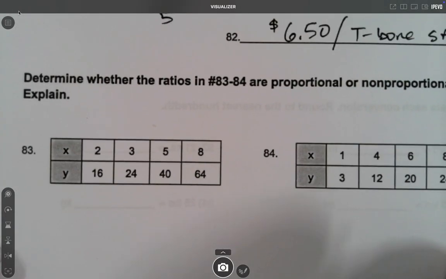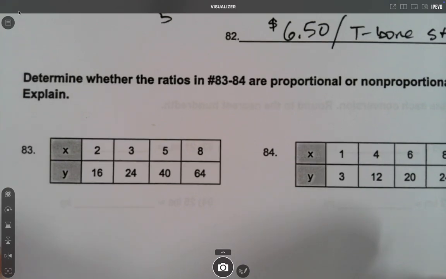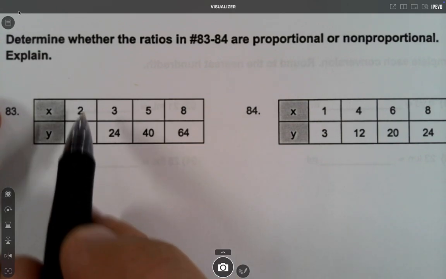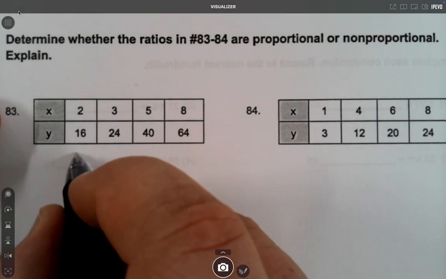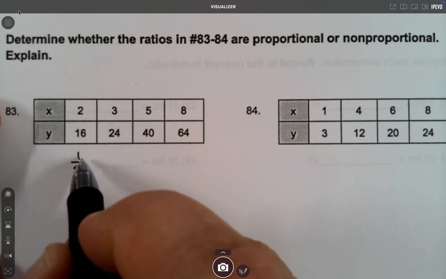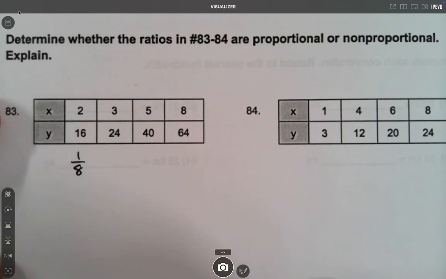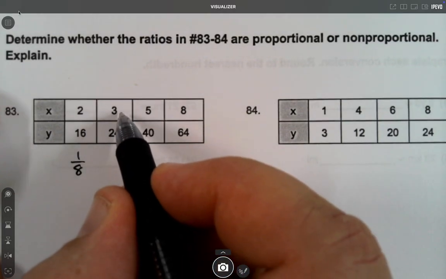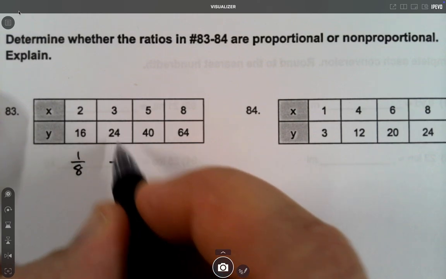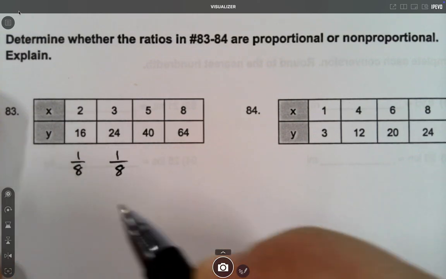Right, determine whether the ratios in these two are proportional or not proportional, and explain. So to do that, we need to look at these as fractions. So 2x over 16 can be reduced to 1 over 8, because 2 divided by 2 is 1, 16 divided by 2 is 8. Okay, this can also be reduced to 1/8, because 3 divided by 3 is 1, 24 divided by 3 is 8.